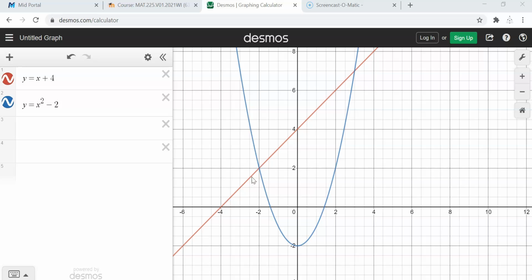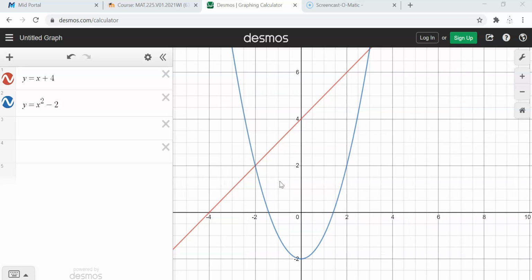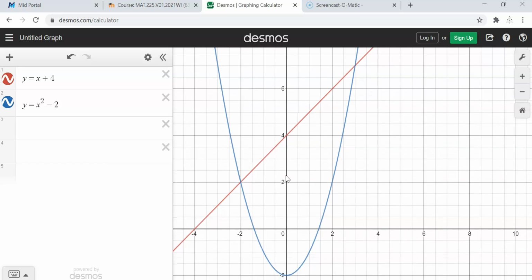So there we have things graphed. Again, I've graphed this on Desmos. You can do this on your calculator as well. You look at -1 to 3. So -1 to 3 was my region.